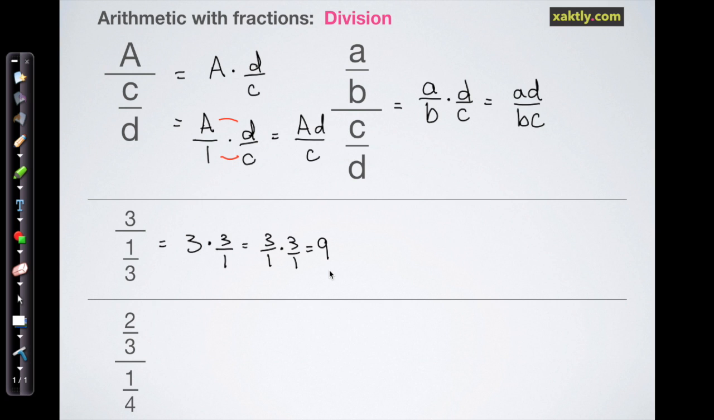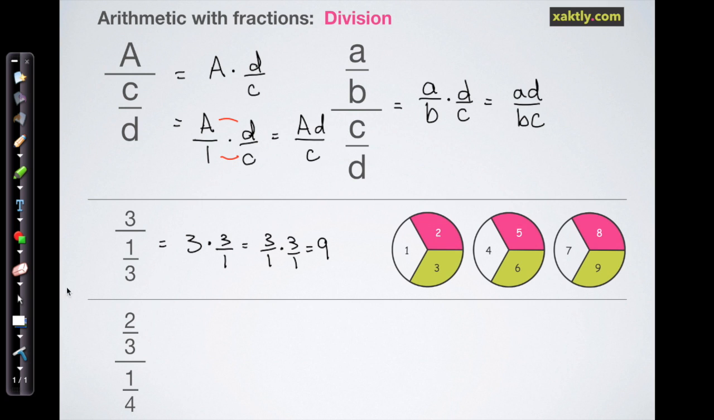Well, here's a picture. When we divide 3 things into thirds, what we're doing is dividing 3 whole things, represented by these circles, 3 wholes, into thirds of a circle, and we're asking how many thirds go into 3 wholes. Well, it's 1, 2, 3, 4, 5, 6, 7, 8, 9. So there are 9 thirds that can fit into 3 wholes.